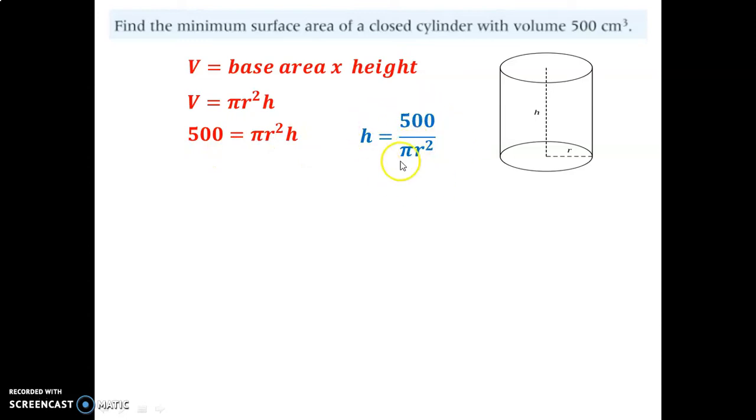Now that will be valuable in the next step, because now I'm looking at surface area. This is the equation we want to minimize, but this equation has r as a variable and h as a variable.